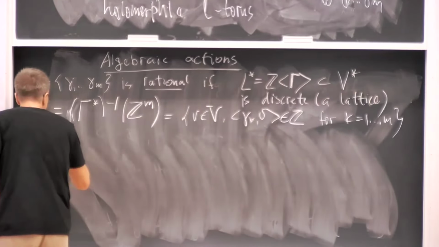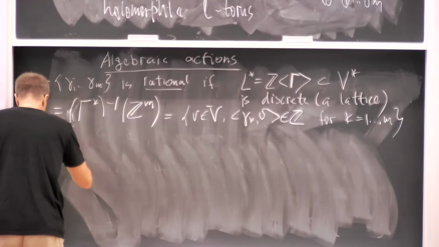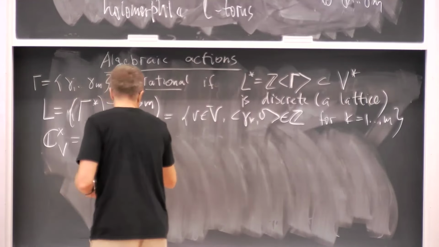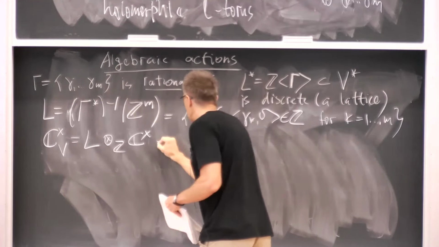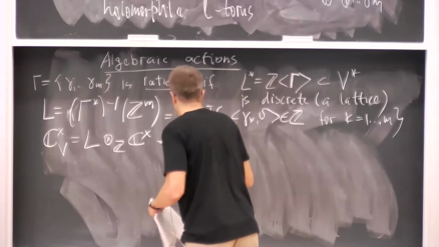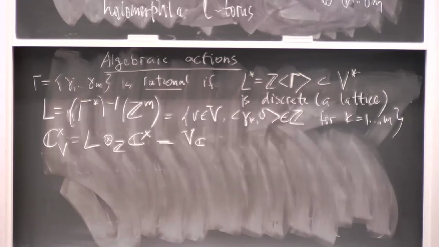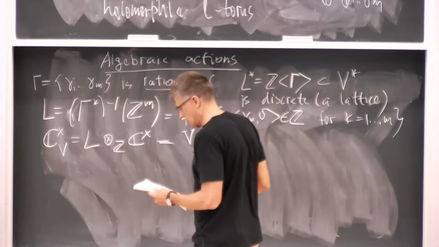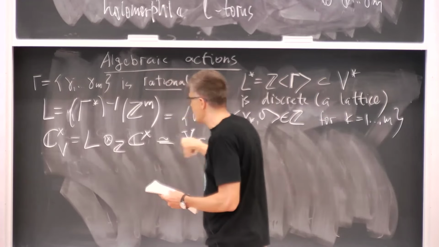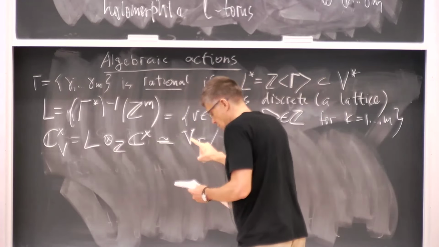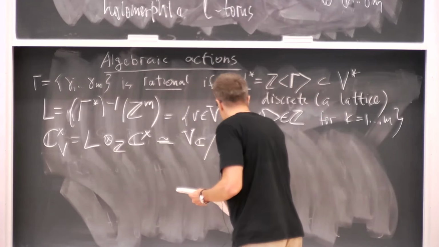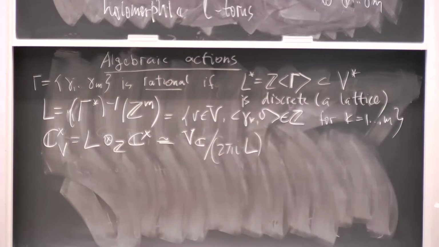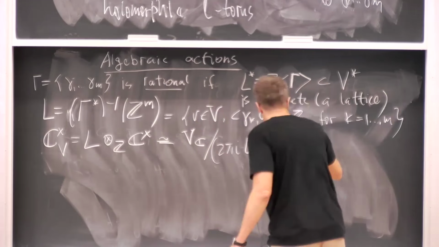Now, once you have a lattice, you can define an algebraic torus by tensoring with C cross. Or now that the complexification comes into the picture, you can identify this complex torus coming from this lattice L as a quotient of the complexified vector space by 2πiL. So this is a complexification.